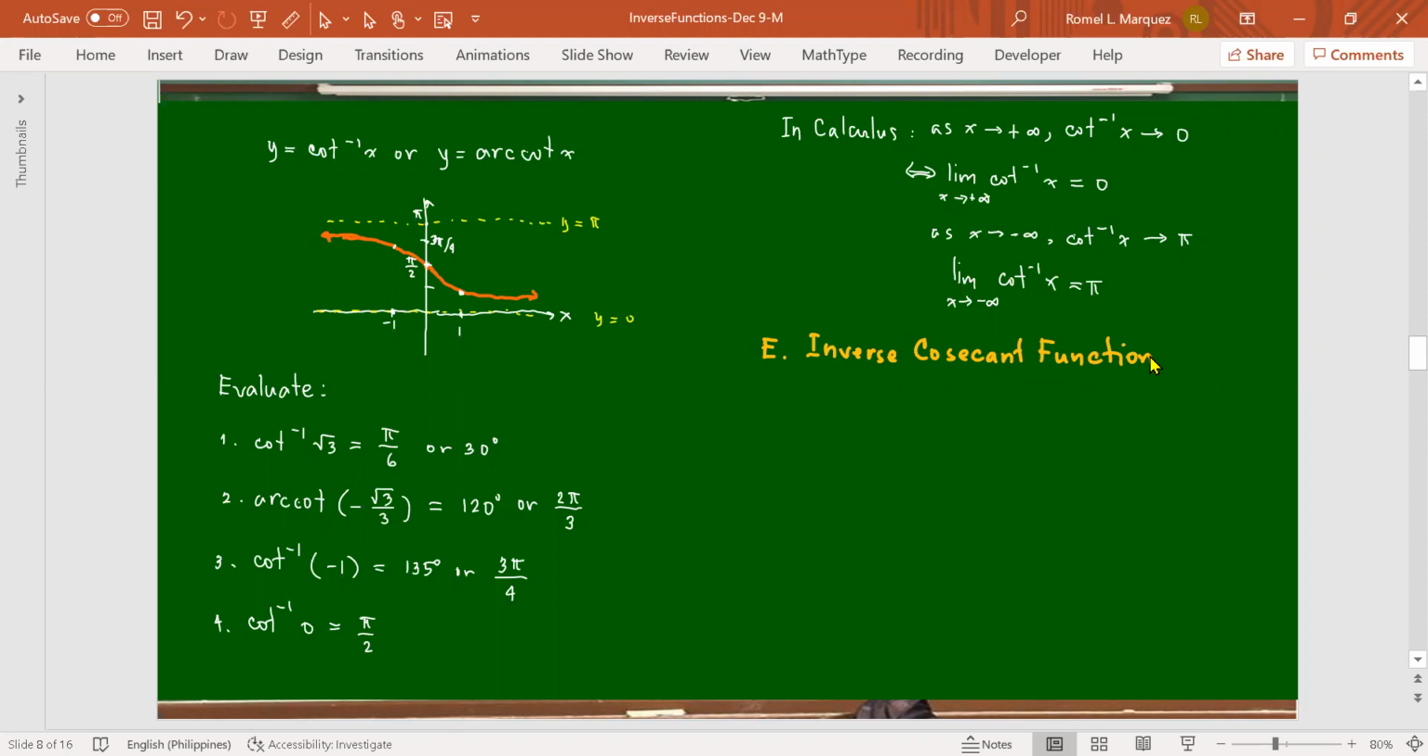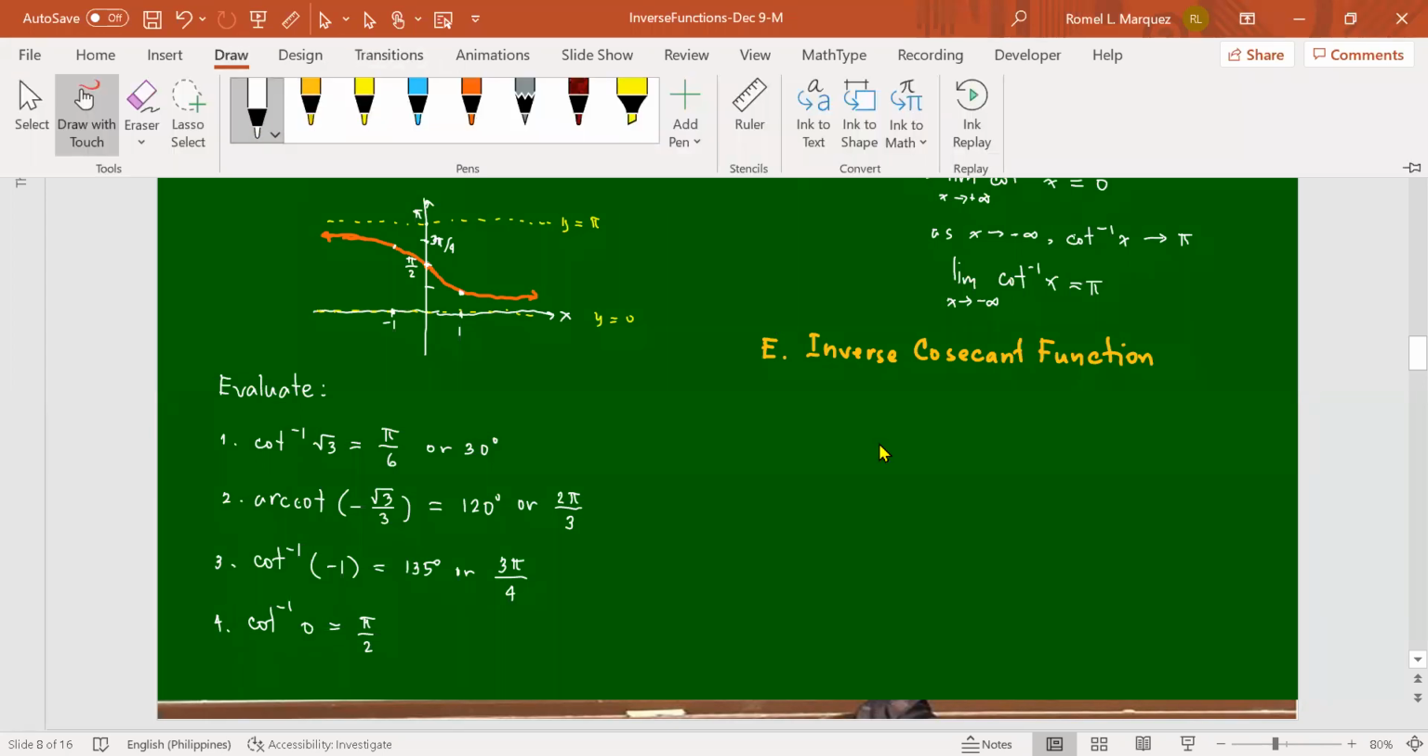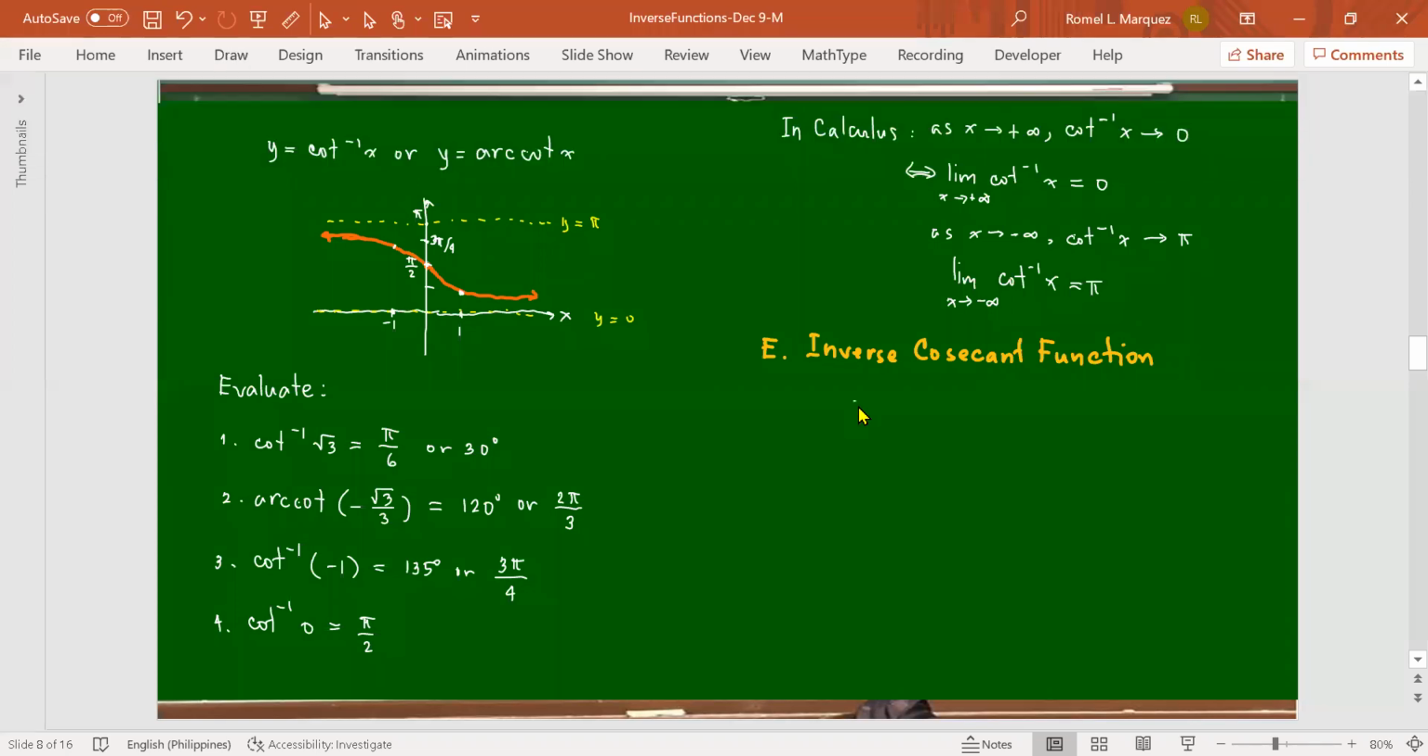The problem is many authors or mathematicians don't agree on the common restriction for the inverse cosecant. It depends on their objective. So they have their own objective, and that is the reason why they differ in the restriction for the cosecant to make it 1-to-1. Okay? So one restriction that is commonly used, but not all are using this, is the following. To have an inverse for y equals cosecant of x, we restrict it to what?